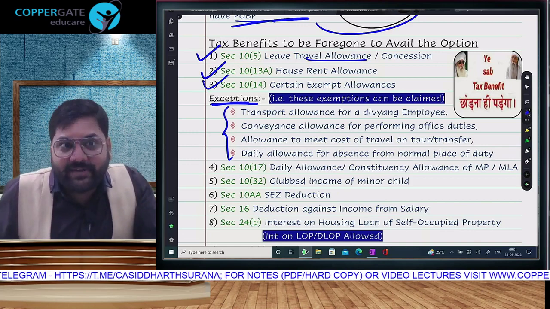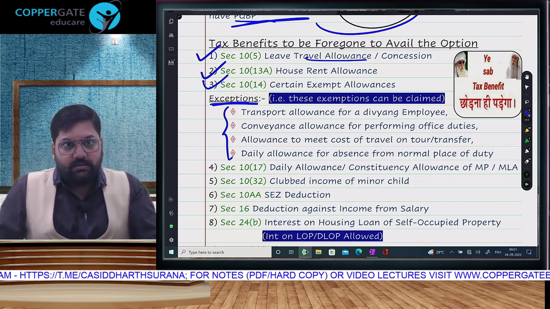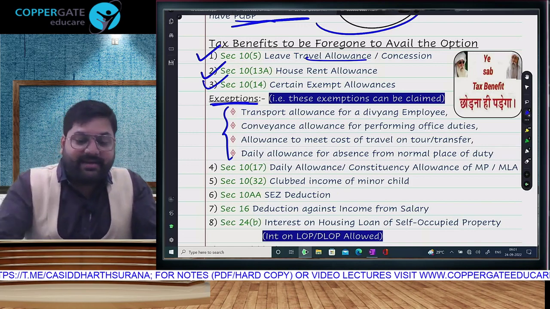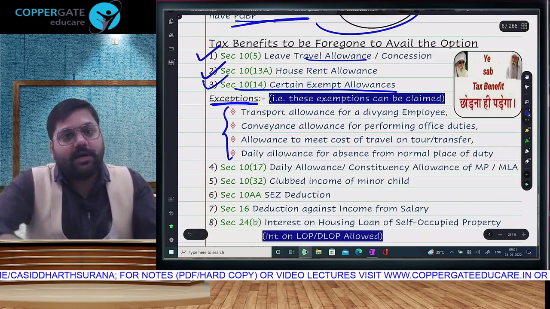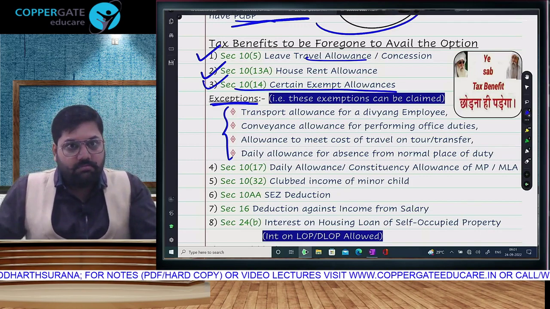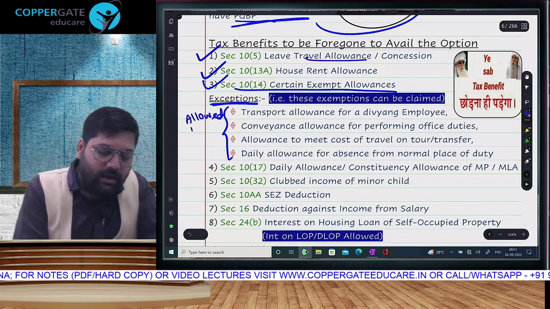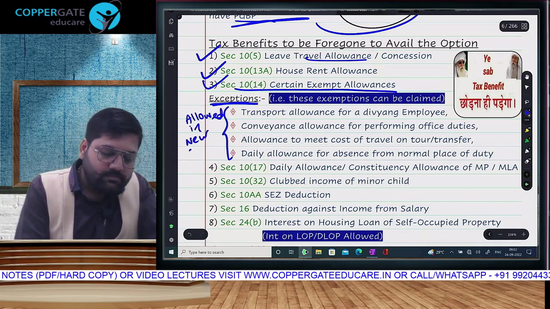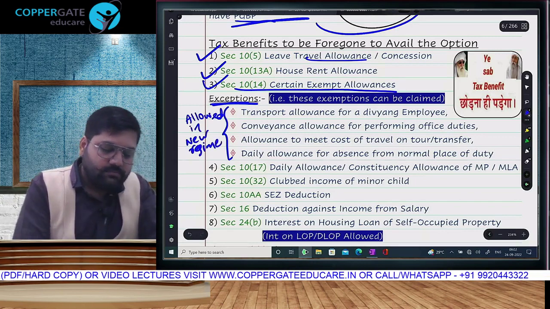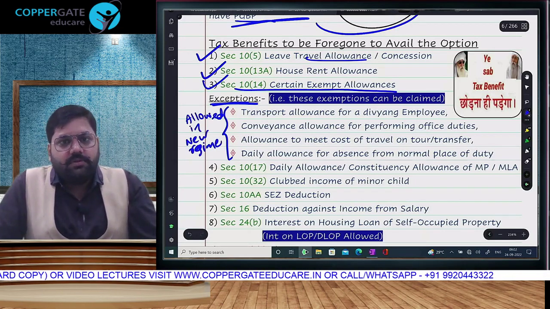Are they a part of 1014? Yes, sir. Normally 1014 is not allowed in new regime, but these are going to be allowed in new regime. This is going to be allowed.